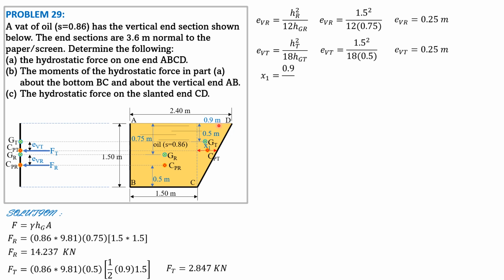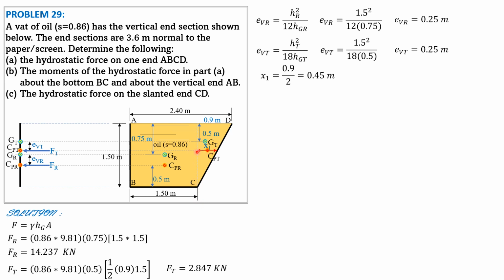So if that is 0.9, x1 is half of 0.9, so 0.45 meter. The general way is to apply similar triangles: x1 is to 0.75 equals 0.9 is to 1.5. You will get that. It just happens that the center of pressure of the triangular part is 0.75 meter below the oil surface, or 0.75 meter above the bottom.